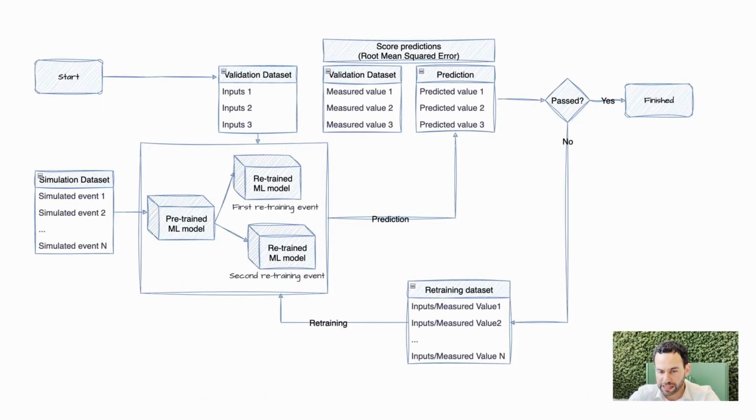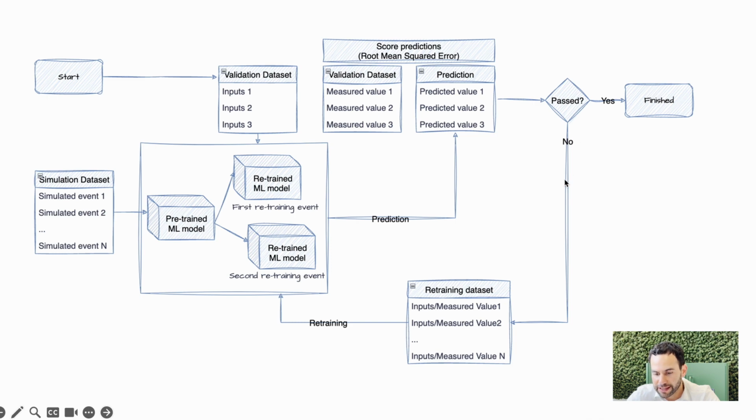So we have the simulation data set. That simulation data set with 4,000 points is used to train a model, what we call a pre-trained machine learning model. And once it has been trained, we can take the validation data set, show it the inputs, wait for a prediction, compare with the measured values, and then get an estimation of the error. If that error is less than what we can tolerate, then we say that the model is ready for deployment.